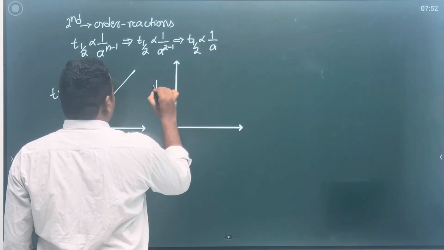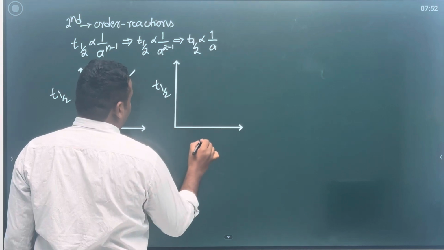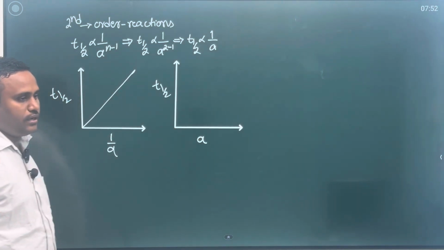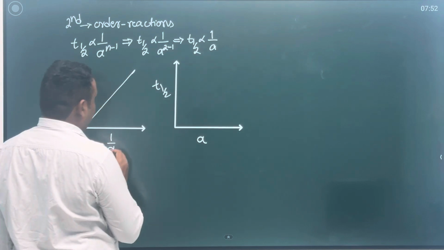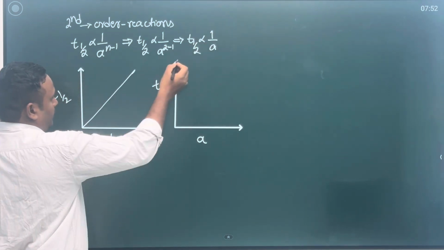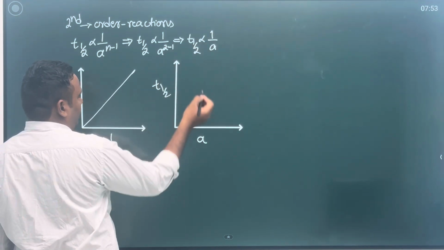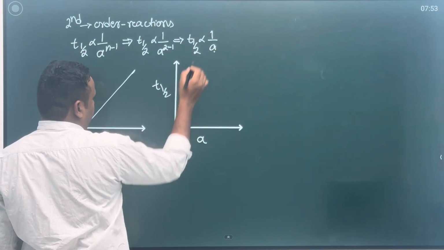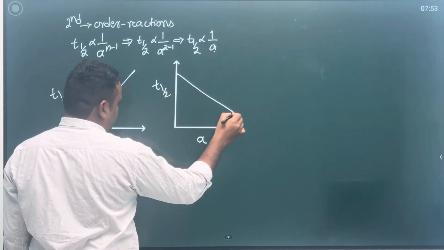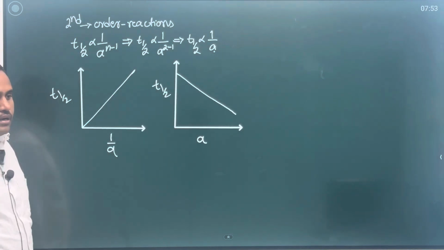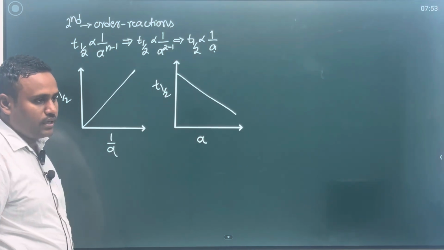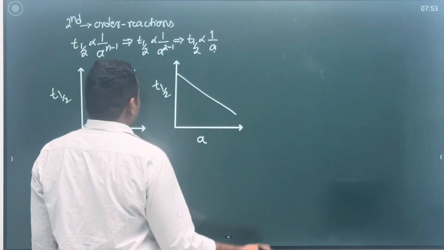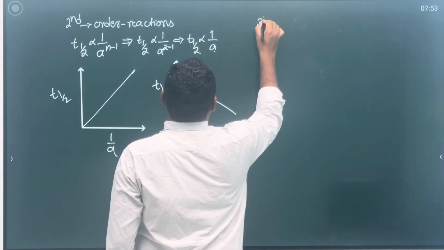Or else you draw the graph between T half and A. T half and A, how are they related? Inversely proportional. T half and 1 by A are directly proportional. T half and A are inversely proportional. So like this, we will get the graphs in second order reactions. Okay. Next, third order reactions.